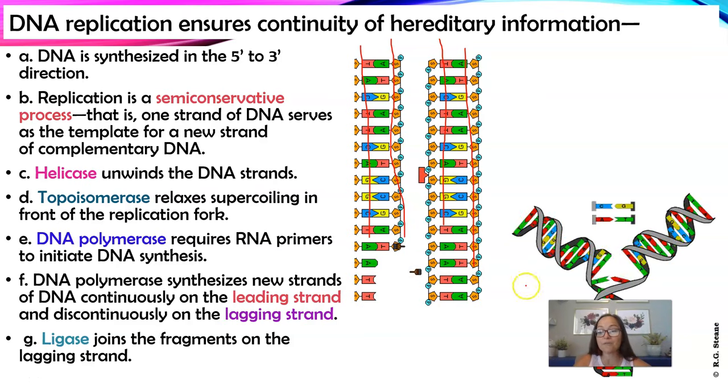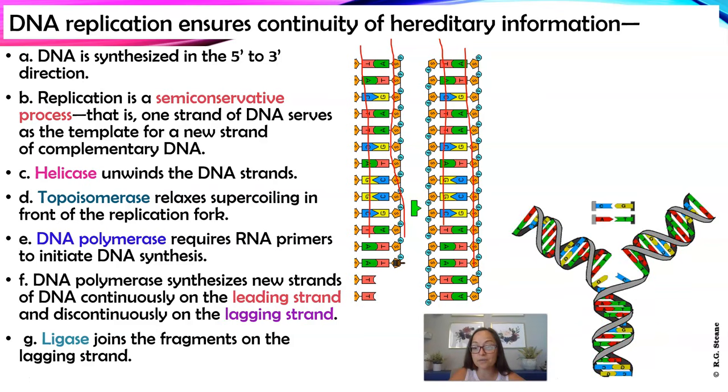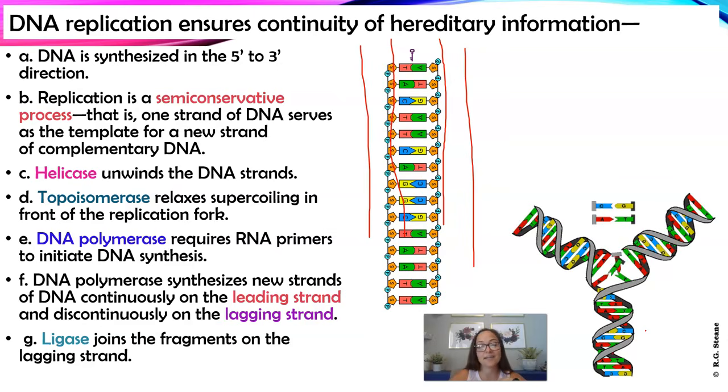And here is another GIF showing this. So you unwind the double helix, and then you can do base pairing rules. If there's a T, then you'll pair an A, etc.